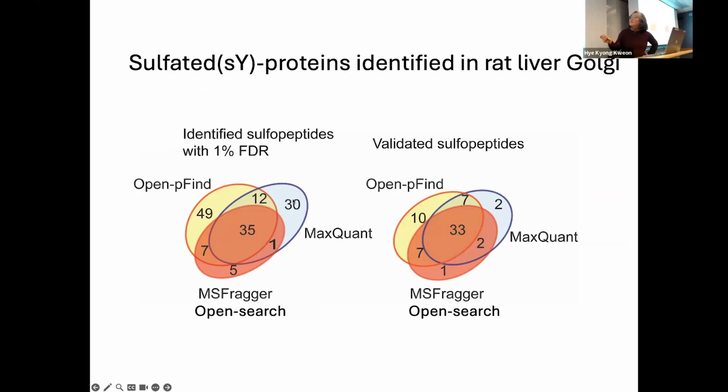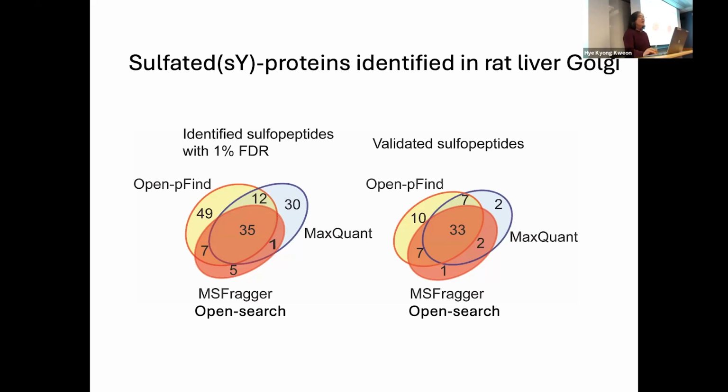But if you see here, MaxQuant and Open-pFind find a lot more sulfopeptides than MSFragger. But after manual validation, a lot of the Open-pFind and MaxQuant IDs are filtered out because they're not sulfopeptides. So after that, I feel strongly that the delta mass by MSFragger can be a very powerful tool for this kind of highly labile modification study.